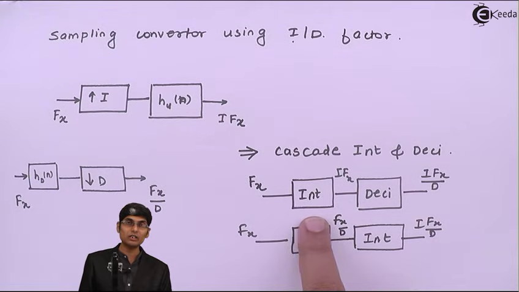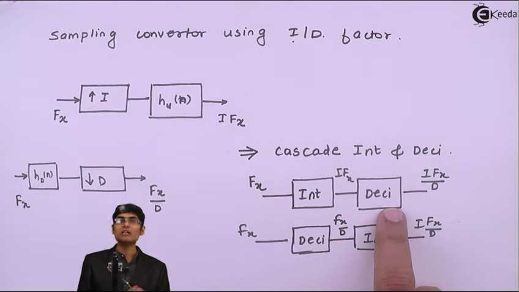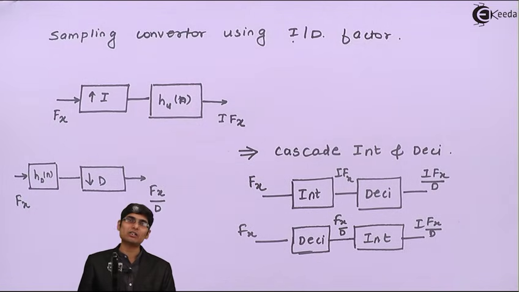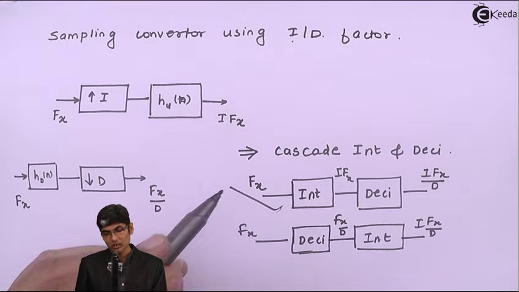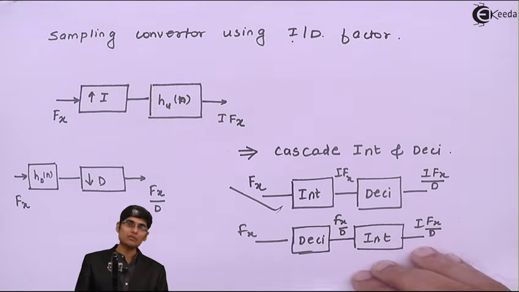So if I use interpolation first, the characteristics of the input will be preserved, and then I will do decimation, so the reconstruction will be more appropriate. If I use decimation first, the characteristics of the input signal will be hampered by the filtering process, and therefore the reconstruction will be much more tedious. So we will always opt for the first scheme, wherein I have an interpolator first and then the decimator, to preserve the input characteristics.